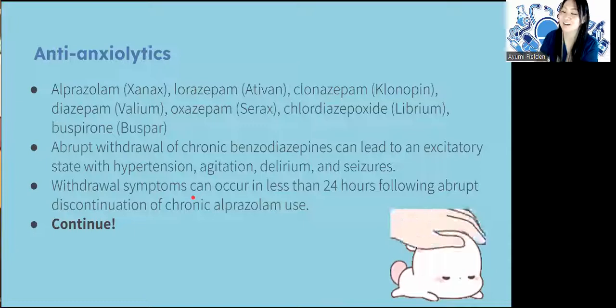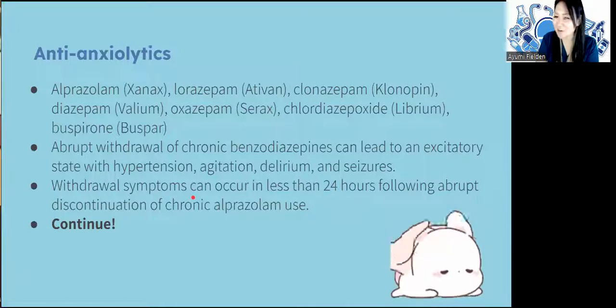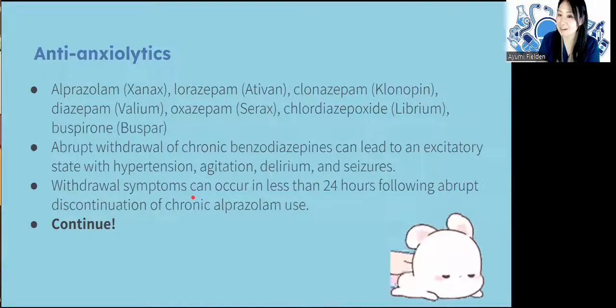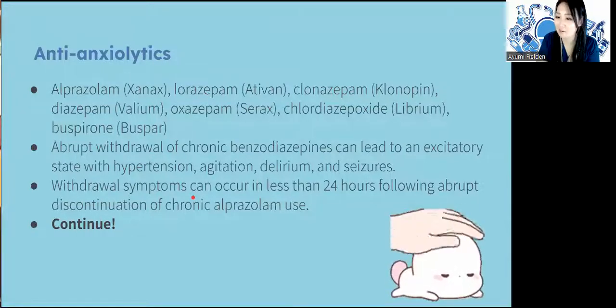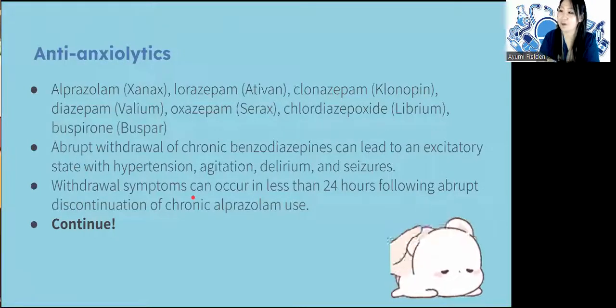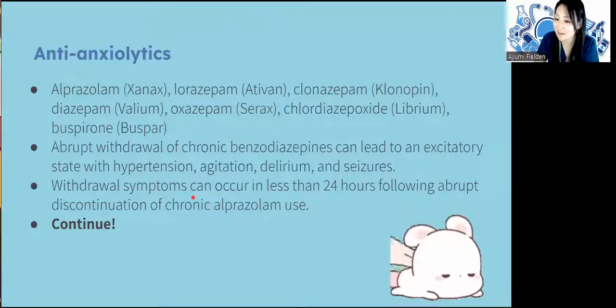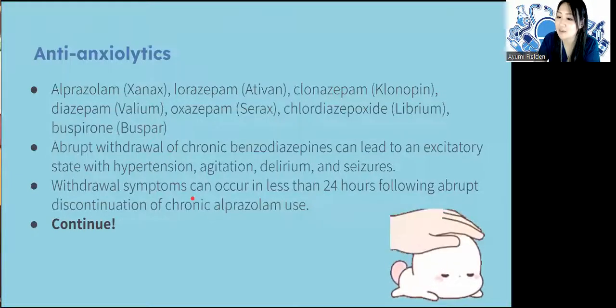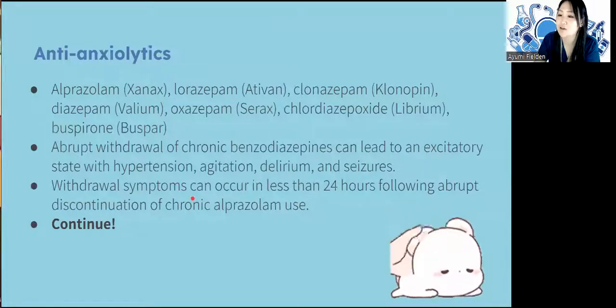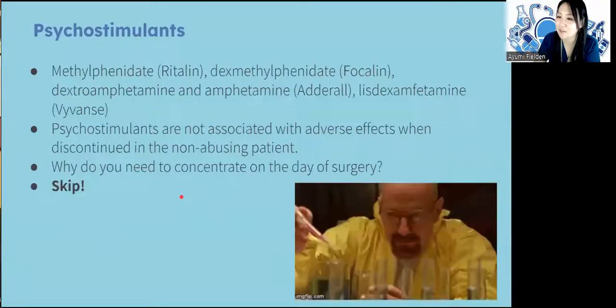What about anti-anxiety medications? If the patient is anxious in the pre-op and they go under and wake up in the PACU, they are 10 times worse in the PACU. So we would want them to absolutely continue taking their anti-anxiety medications like your Xanax, Valium, Klonopin, Ativan, whatever it is they're taking. And if they hold that medication, and they take it on a regular basis, they can have withdrawal symptoms. So they need to continue taking the medication.